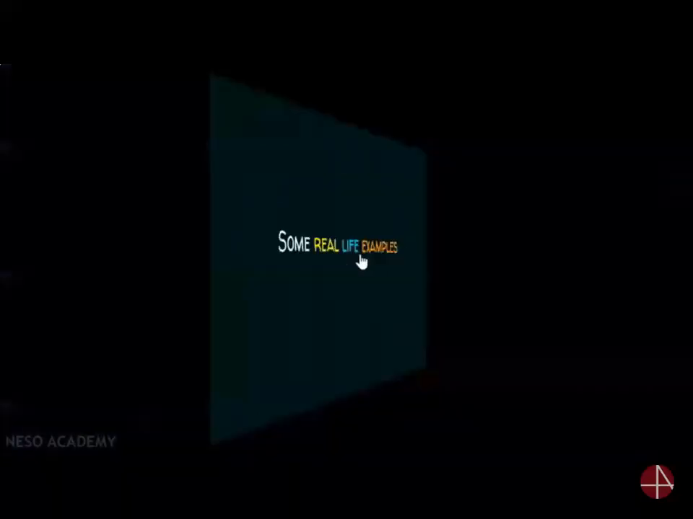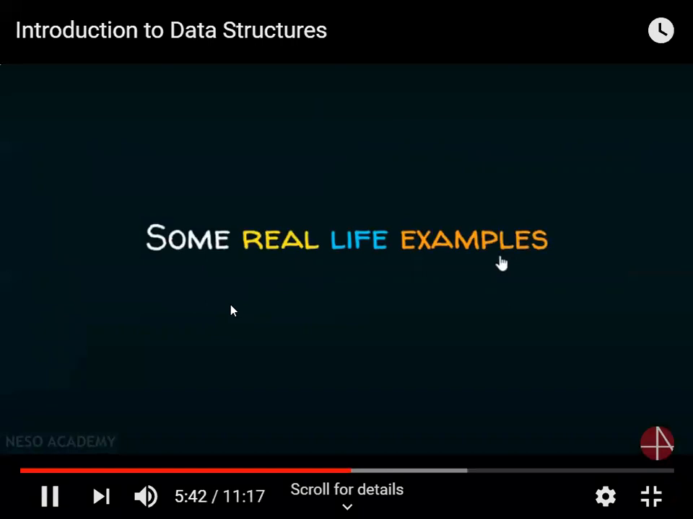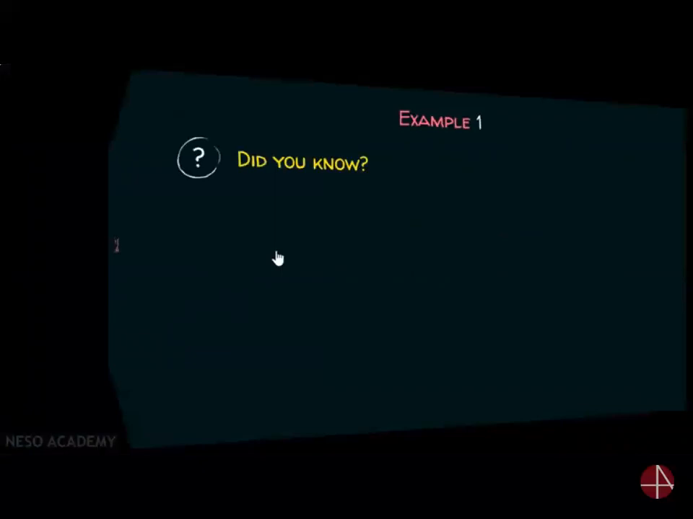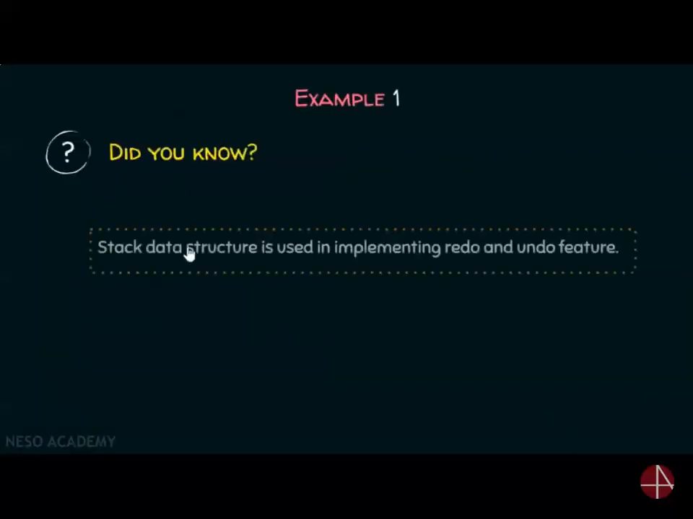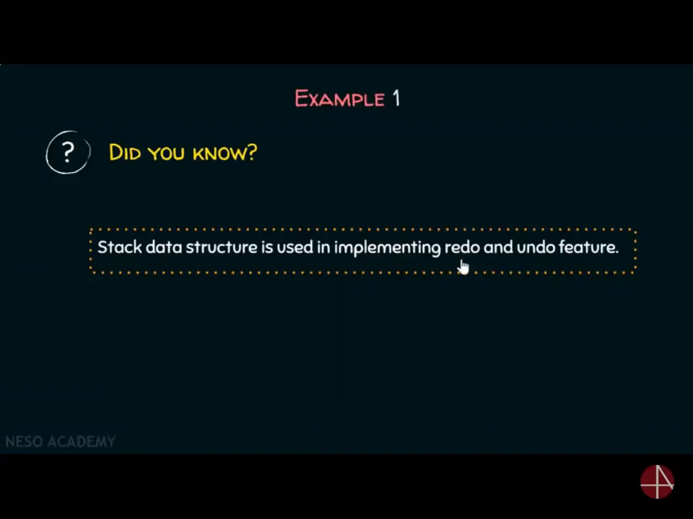Now, let's discuss some real-life examples of data structures to help understand why we need data structures. Here is an example. Did you know that the stack data structure is used in implementing the redo and undo feature? You know, this is the famous feature which we are using many number of times in our applications, right? One such application is Google Docs or PowerPoint or Microsoft Word. Redo and undo feature is very famous. But did you know that the stack data structure is used in implementing this feature? Let's see how.